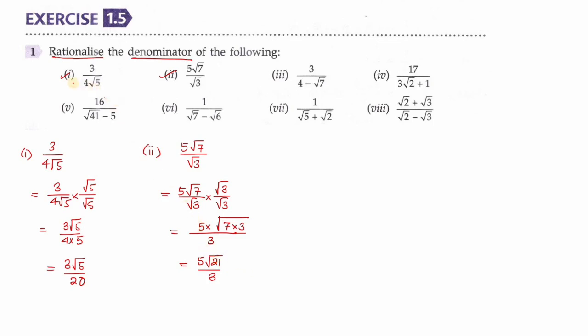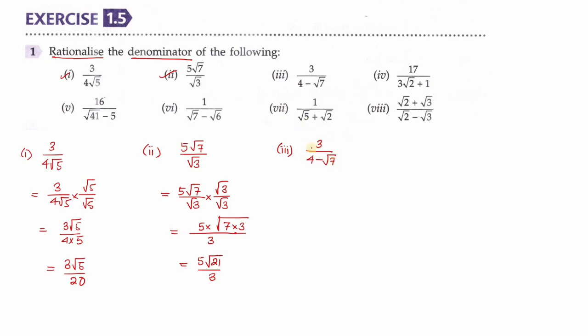Now, if you observe the first question and the second question, you have only a single term in the denominator. What happens if you have more than one, let's say 2 terms in the denominator? For example, from 3 onwards you see everywhere in the denominator there are 2 terms. So what you need to do in that case, let's see. Let me take number 3. So we have 3 by 4 minus root 7.